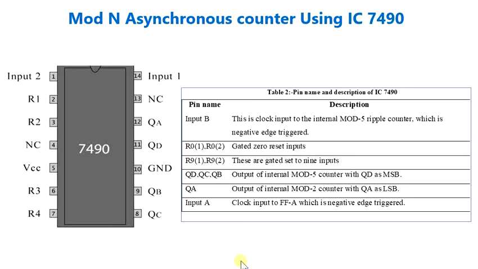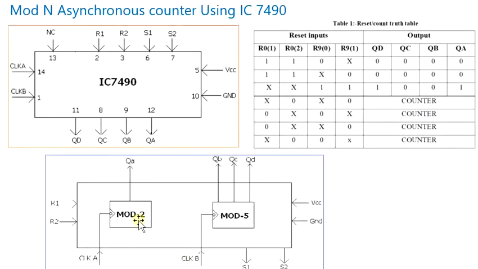Input A, or say input 1, is the clock input to the flip-flop A, which is negative edge triggered. You should remember that in whatever realizations of various circuits we are discussing, we are talking in terms of the triggering that occurs for the negative edge of the clock pulse. And input B is the clock input to the internal mod 5 ripple counter, which is again negative edge triggered. So the diagram shows a clock A and a clock B.